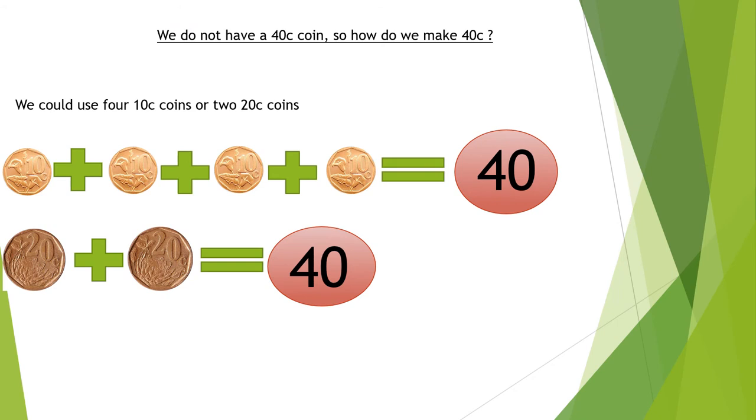We do not have a 40 cent coin, so how do we make 40 cents? We could use 4 10 cent coins or 2 20 cent coins. That is, 4 times 10 equals 40, or 2 times 20 cent coins equals 40 cents.